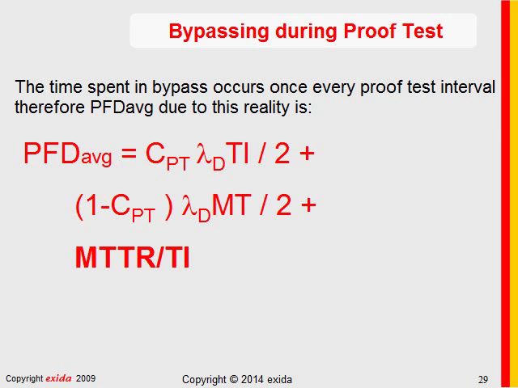How do we deal with that? Well, the time spent in bypass occurs once every proof test interval. And therefore, the PFD average due to this reality is a new term, MTTR, divided by test interval. Now, if mean time to restore isn't the same as bypass time, then you must put in your actual bypass time. Most people use the same number for both.